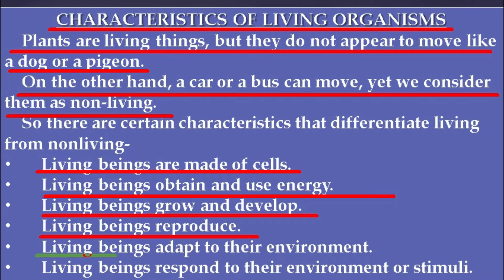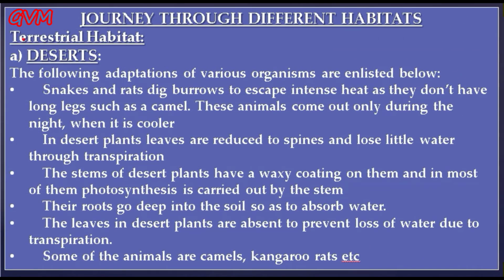Next, all living beings adapt to their environment. That is to say, they can adapt themselves according to their environment. Lastly, all living things respond to their environment or stimuli. So students, these are some of the basic characteristics that differentiate living from non-living. Now students, let's understand the different kinds of habitats that are generally found on Earth.